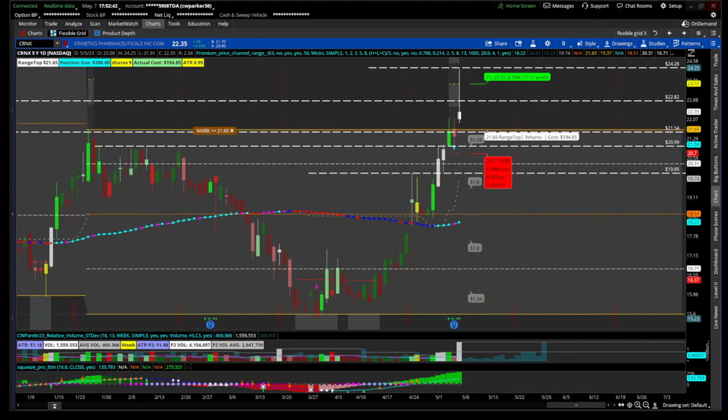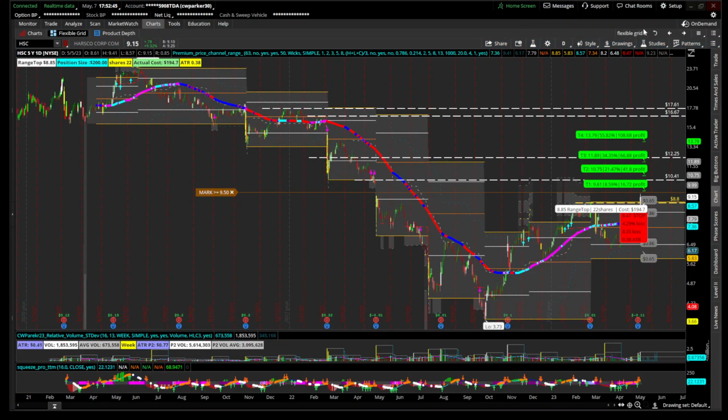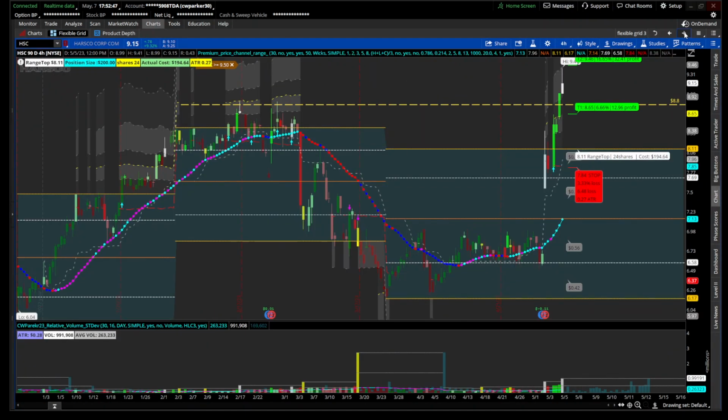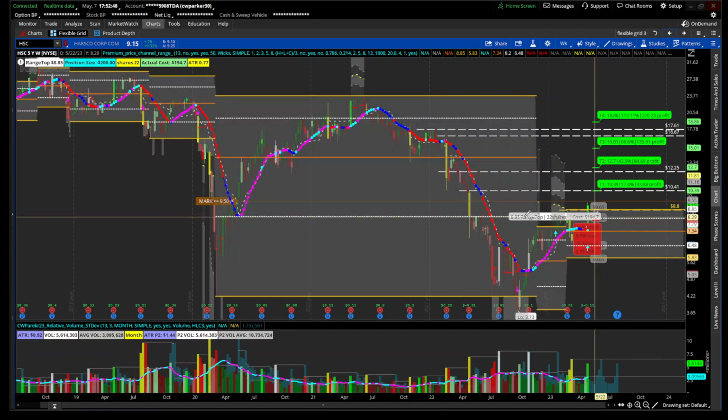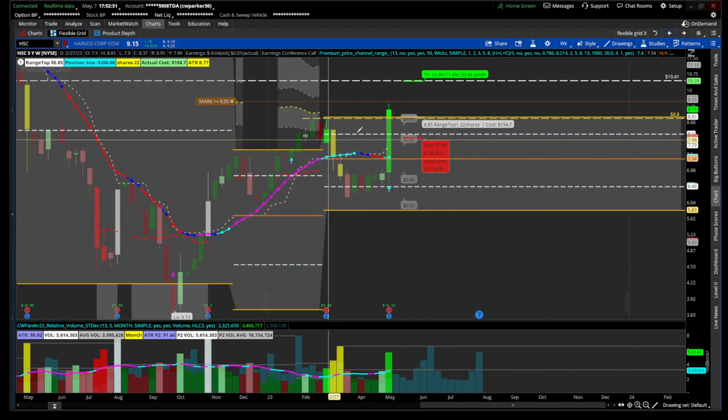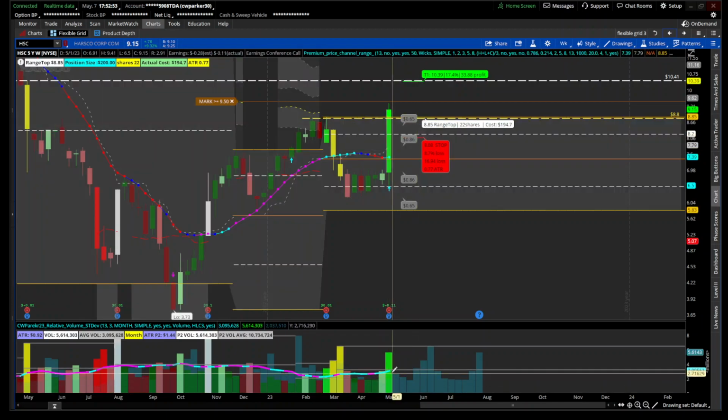So we'll move to the next one, HSC, and let's go back to the weekly so we can actually see the breaks. Here's your break above. Right here, this strong volume is not above 2 deviations, but it's on high volume, so I would trust this one more than a lot of other ones.